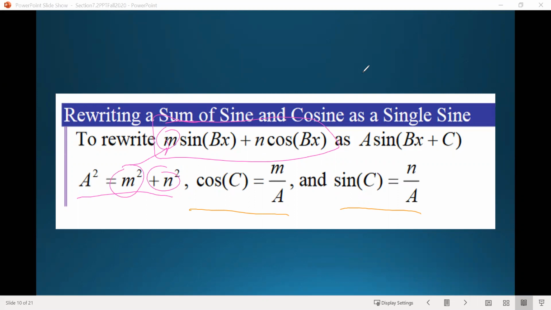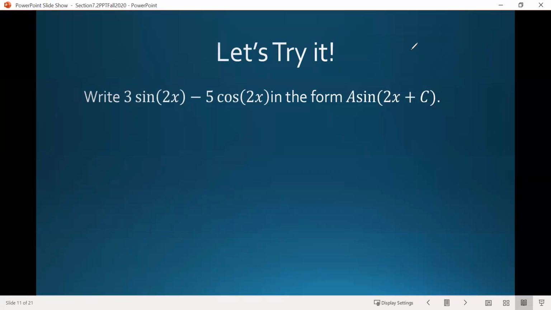All right, so let's use this identity here on this slide. So we have 3 times sine of 2x minus 5 times cosine of 2x, and we have to rewrite that in the form a times sine of 2x plus c. And we can hopefully see that this does follow that pattern we just saw: m times sine of bx plus n times cosine of bx. Notice again that what's on the inside of each of these is the same, so it does follow our pattern.